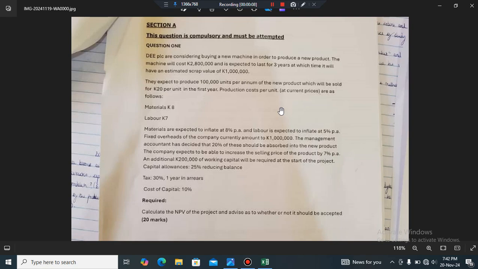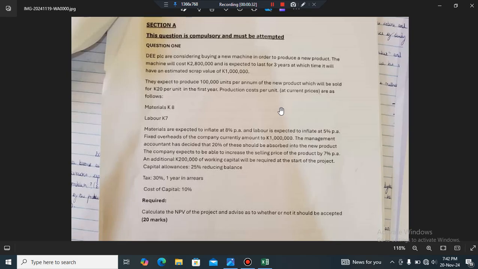So in this lesson, I'm going to go through section A, question 1. I'll try to make sure the lesson is as short as possible, but at the same time ensuring that I explain all the concepts. Now I'll take it that you have got an idea about what investment appraisal is.